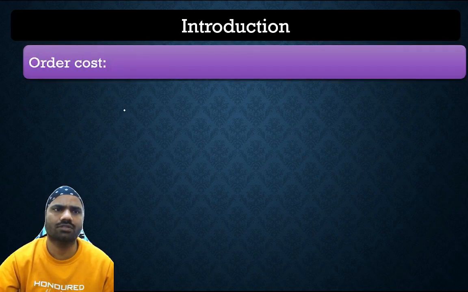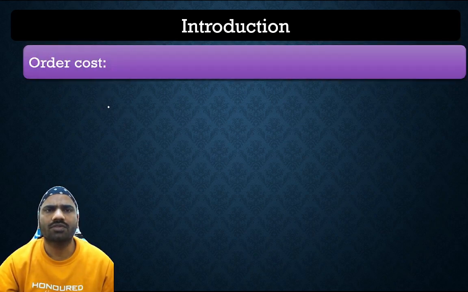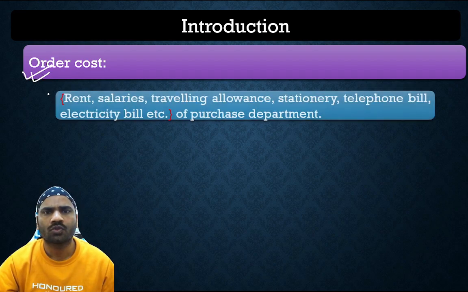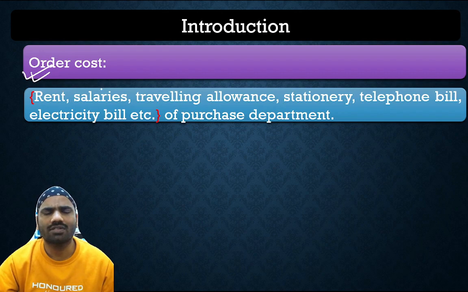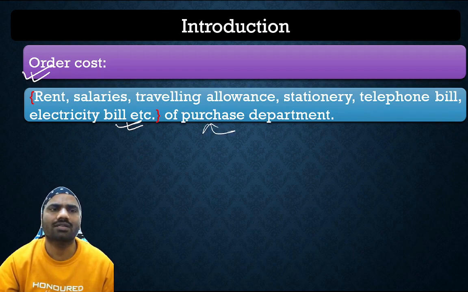In the introduction, we have a few terms related to cost, and the first cost is the ordering cost. So what is the order cost? Whatever the rent, salaries, traveling allowance, stationery, telephone bill, electricity bill, all these bills and extra costs occurring with the purchase department are nothing but the ordering cost.